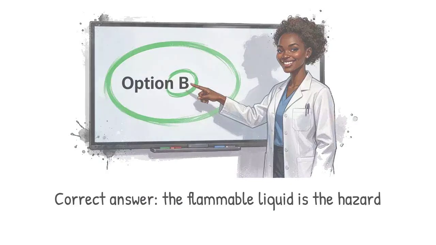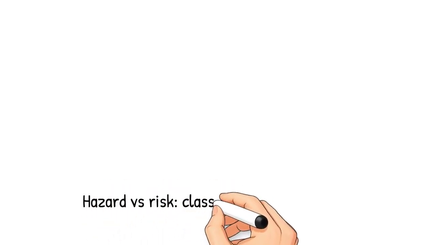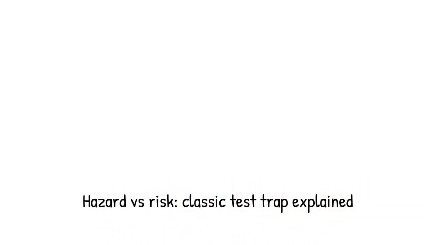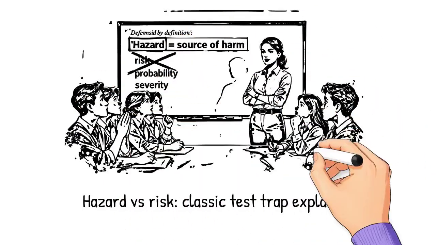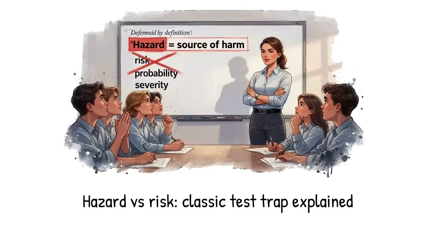This is a classic ASP-style trap. They mix hazard with risk, probability, and severity. If you remember the core definition, these questions become easy points.